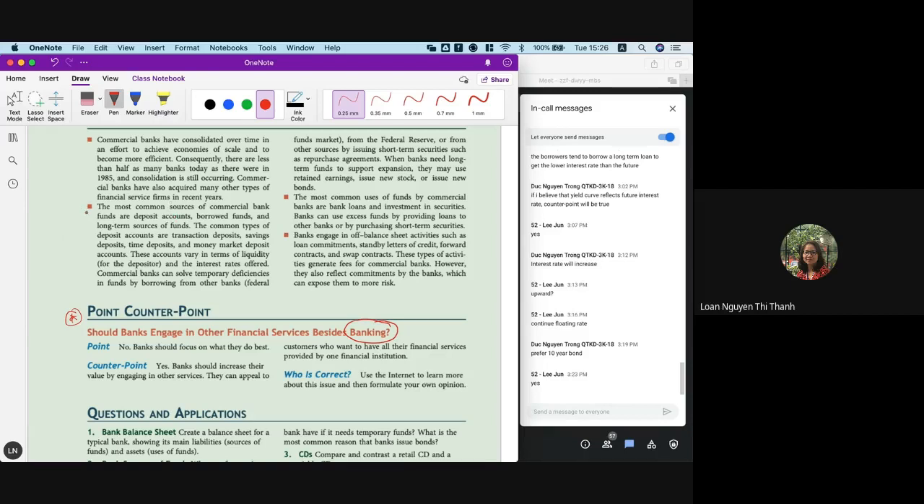Here we have some summary of the sources of funds for commercial banks and the uses of funds for commercial banks. And besides, banks engage in off-balance-sheet activity. We have the loan commitment, standby letter of credit, forward contract, and swap contract. Okay. So loan commitment, we have the term, forgot, but over withdrawal, you know, over withdrawal.